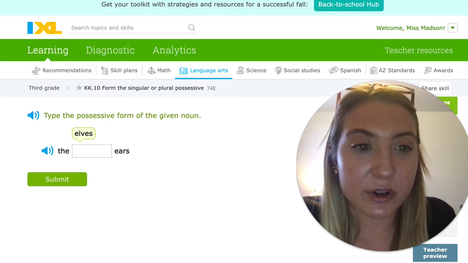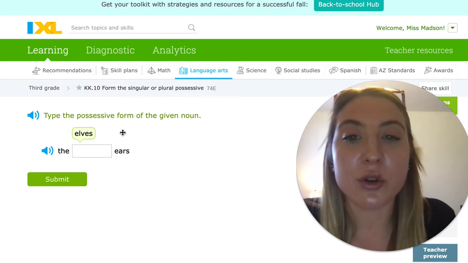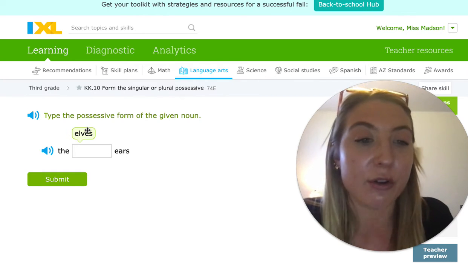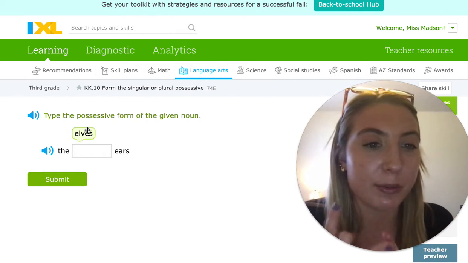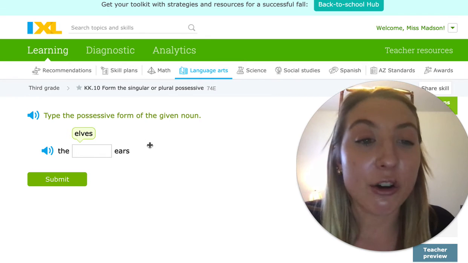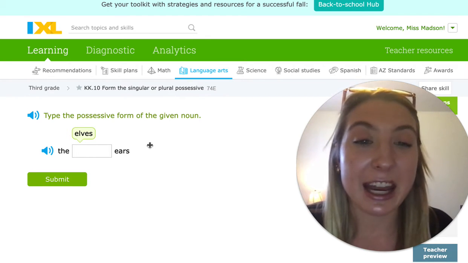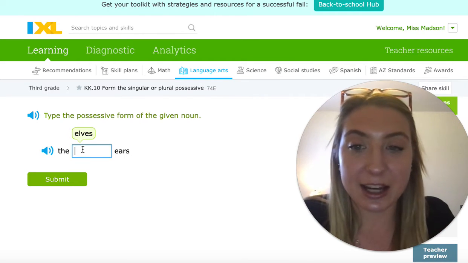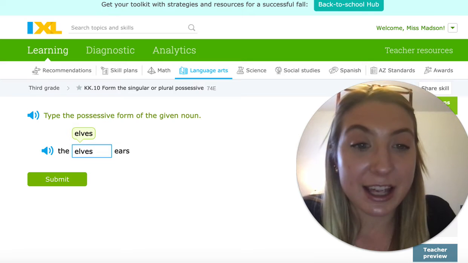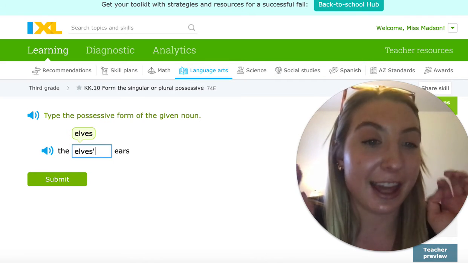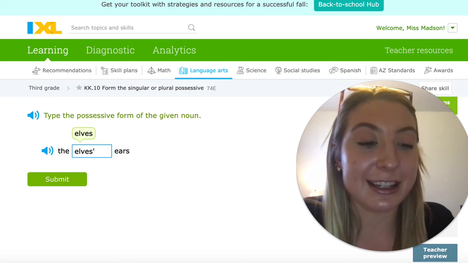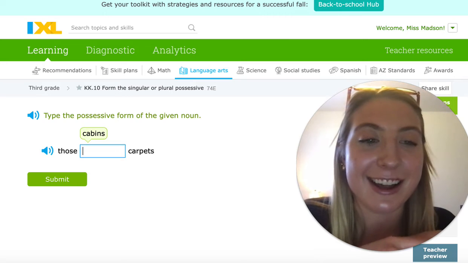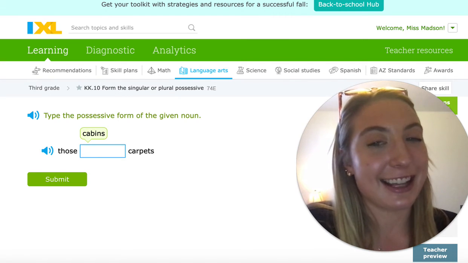So now we're going to go over some examples that we'll be doing for our homework. It says type the possessive form of the given noun. So I'm looking at the noun. The first thing I'm going to do is ask, is it singular or plural? Elves. We're talking about more than one, and it ends in an S, so I know that it's plural. And since it ends in an S and is plural, I'm going to type in elves and just add the apostrophe at the end because it's plural and ending in an S. It's irregular with the S at the end.